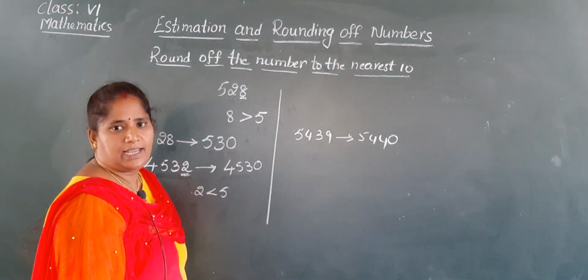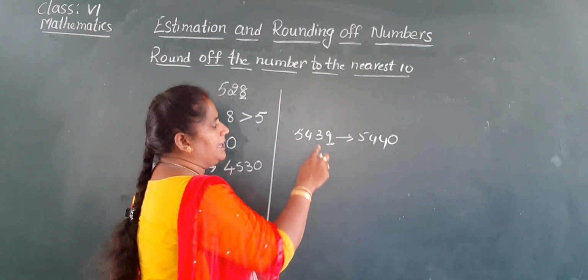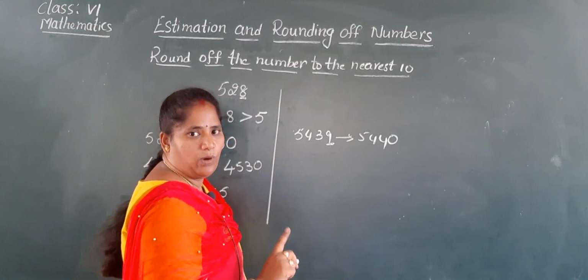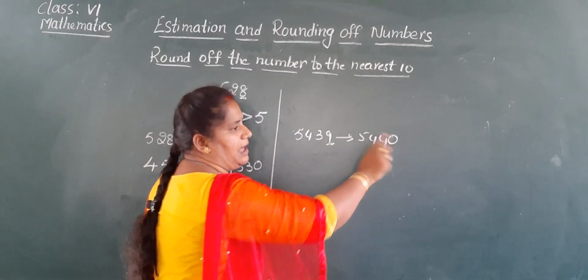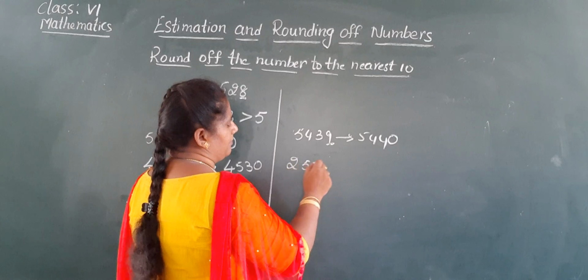Finish. Okay. So the digit in the units place is greater than 5. Increase the tens digit by 1 and keep 0 in the ones place. Okay? Let us take one more number.